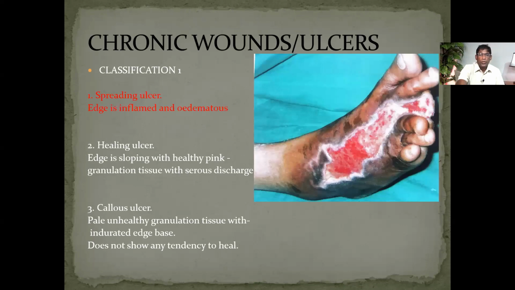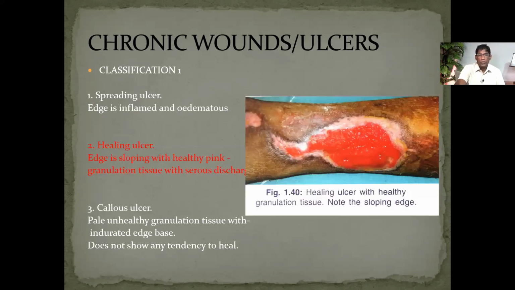Regarding the spreading ulcer, if you can see this, there is an aggressive edge with redness, and it is inflamed and edematous. So this wound is classified as a spreading ulcer. See the next one: you can see sloping edges and nice granulation tissue. This is in the process of healing.